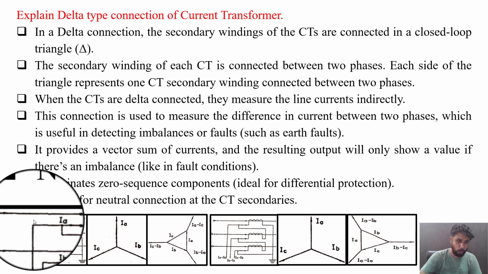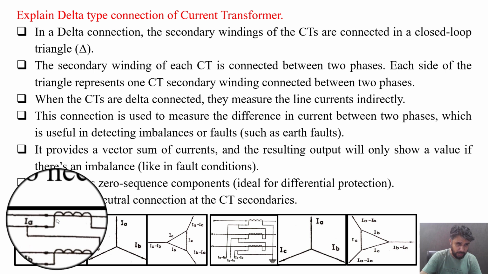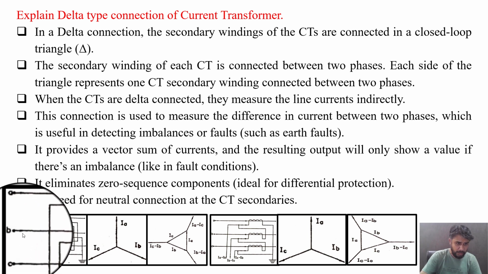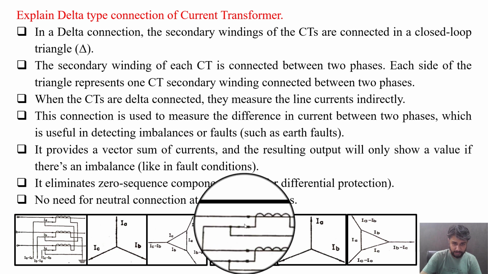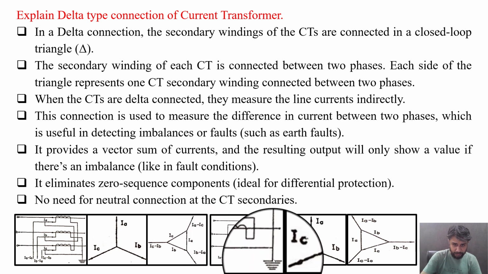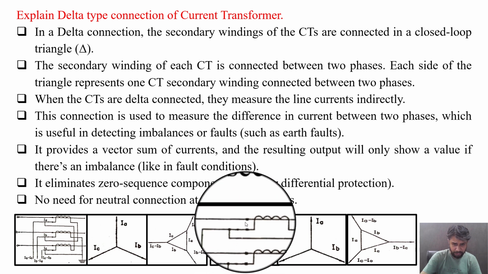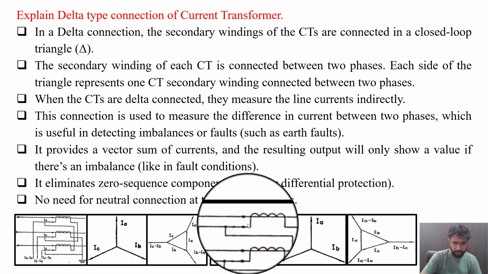You can visualize in both the figures that the CT is connected between R and Y phase, that is A and B, B and C, or A and C phase, like this. This connection is connected with this common point and it is connected with C phase, whereas this connection is connected with A phase. So this is how the CT is connected between 2 phases. Each side of the triangle represents one CT secondary winding connected between 2 phases, either between AB or BC or CA, like this. When the CTs are connected in delta manner, they measure the line currents indirectly.